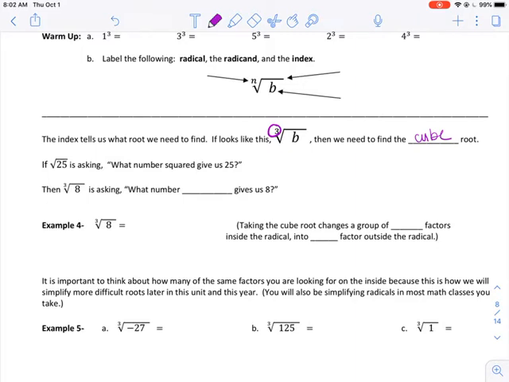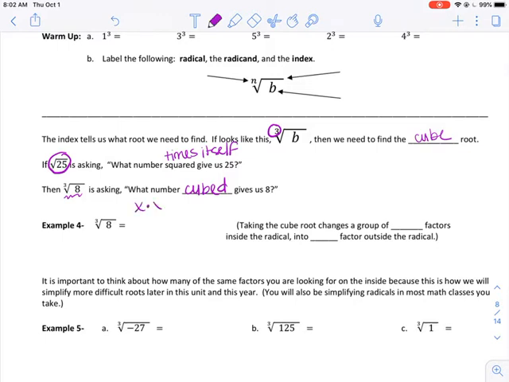So a square root is this guy. The square root of 25 is asking what number squared gives us 25, or what number times itself gives us 25. If we have it with a little 3 like this one, it's called a cube root. So the cube root of 8 is asking what number cubed gives us 8. Or you could think times itself 3 times.